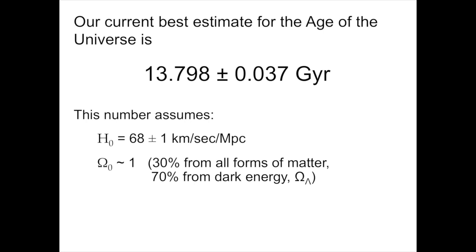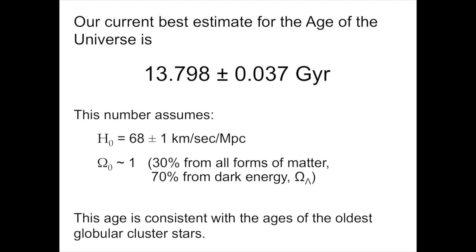This number assumes that the Hubble constant is 68 plus or minus 1 kilometer per second per megaparsec, and that the density parameter omega naught is approximately 1, which consists of a 30% contribution from all forms of matter and energy and a 70% contribution from dark energy, which we represent by the symbol omega sub lambda. This age of 13.8 billion years in round numbers is consistent with the ages of the oldest stars that we see in globular clusters as measured from their Hertzsprung-Russell diagrams.